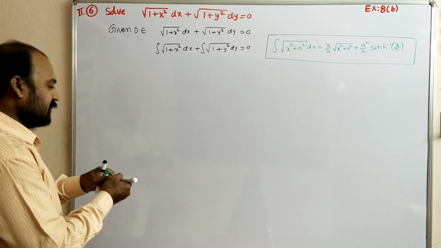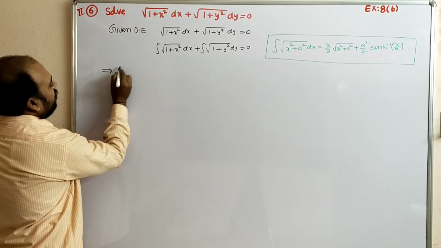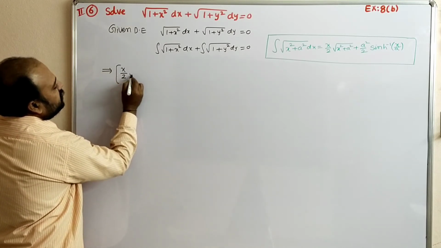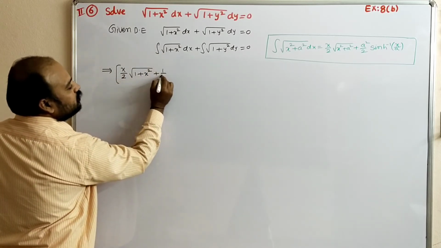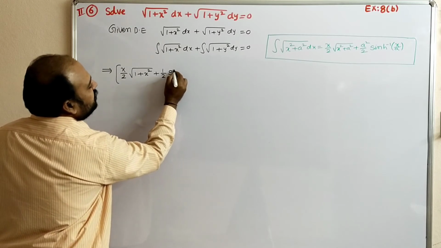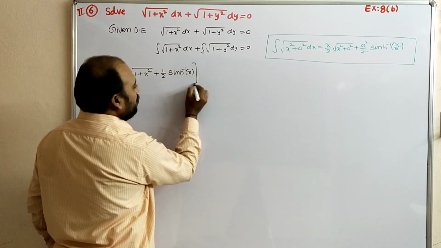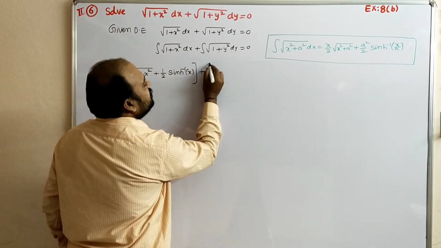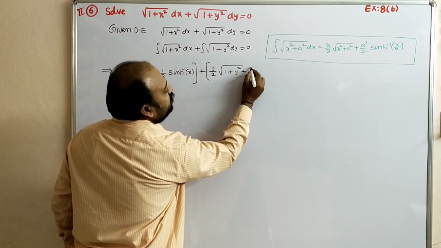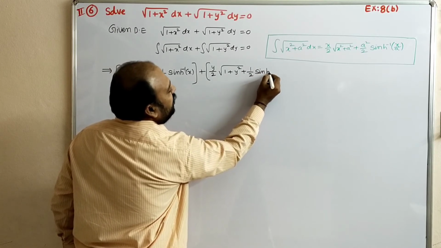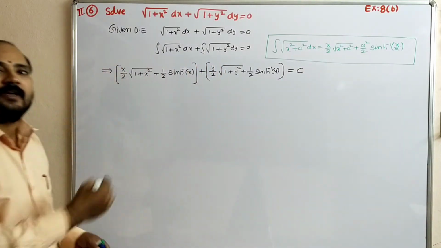Now I am going to apply it for each and every term. So come to the first term: x by 2 square root of 1 plus x square plus a square by 2, where a square value is 1, by 2 into sin h inverse x. This is done. Plus come to the second one: plus y by 2 into square root of 1 plus y square plus a square by 2, 1 by 2 into sin h inverse y. After integrating, you have to write the integration constant that I am taking as c.